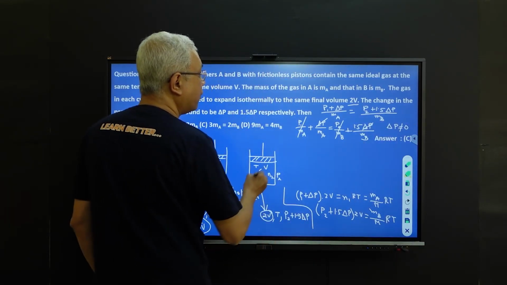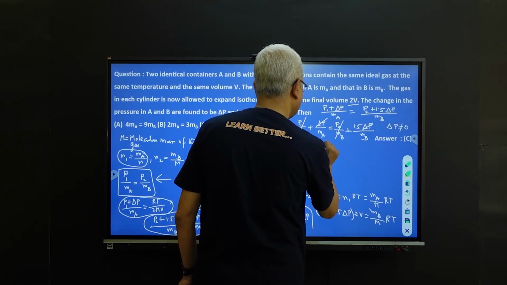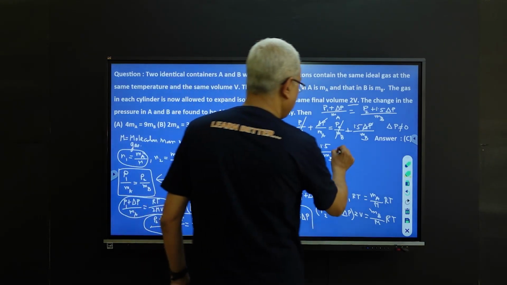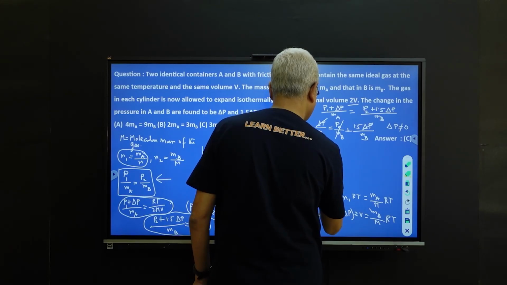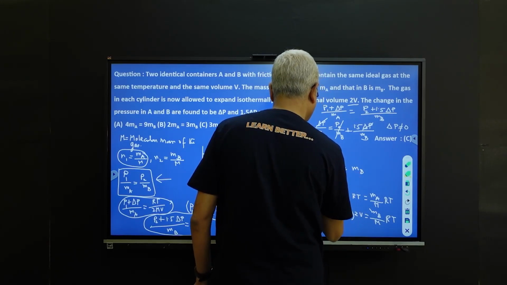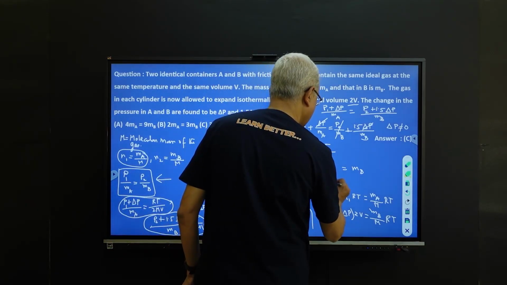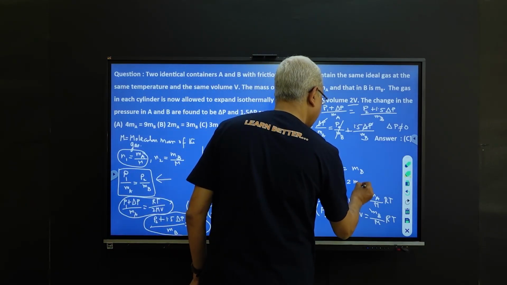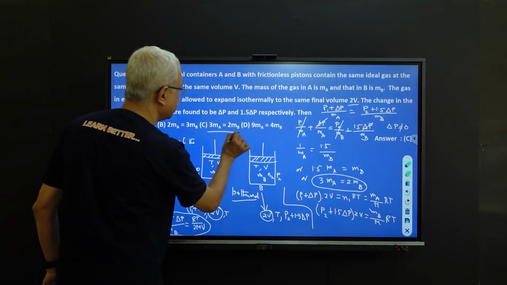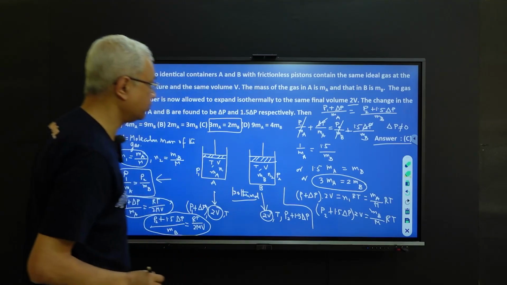And therefore, 1 by Ma is equal to 1.5 by Mb. So, or 1.5 Ma is equal to Mb. Therefore, or 3 Ma equal to 2 Mb. So this is the correct relation, 3 Ma equal to 2 Mb. So answer is C. C is the correct option.